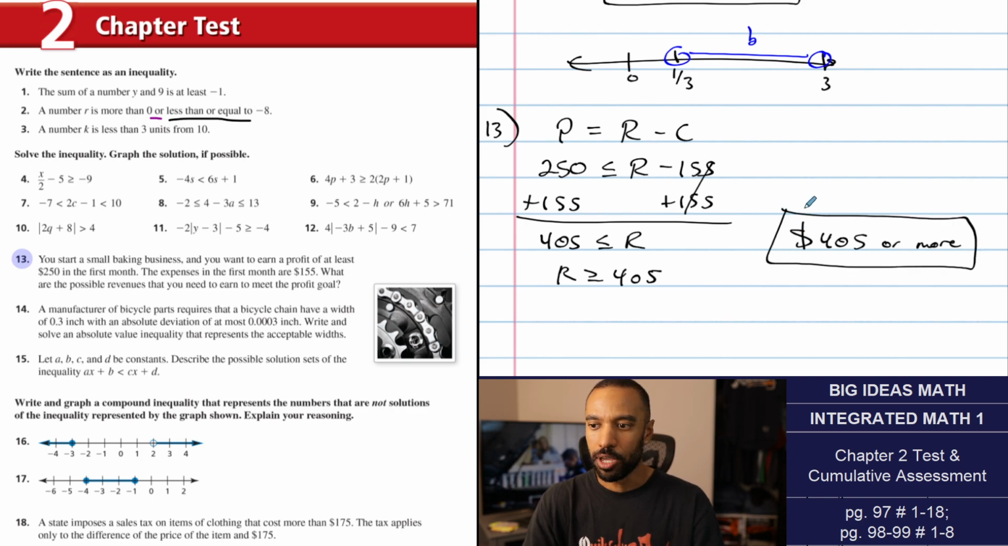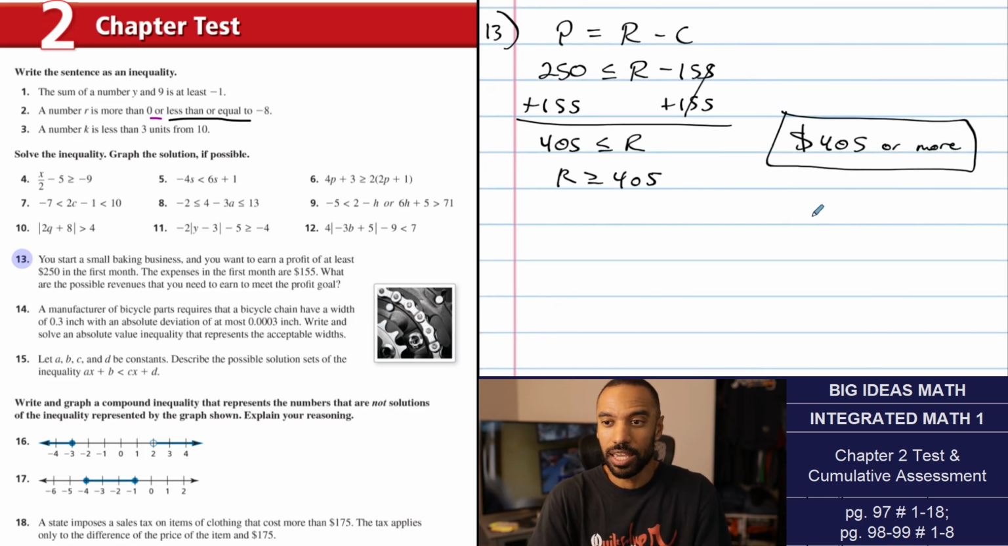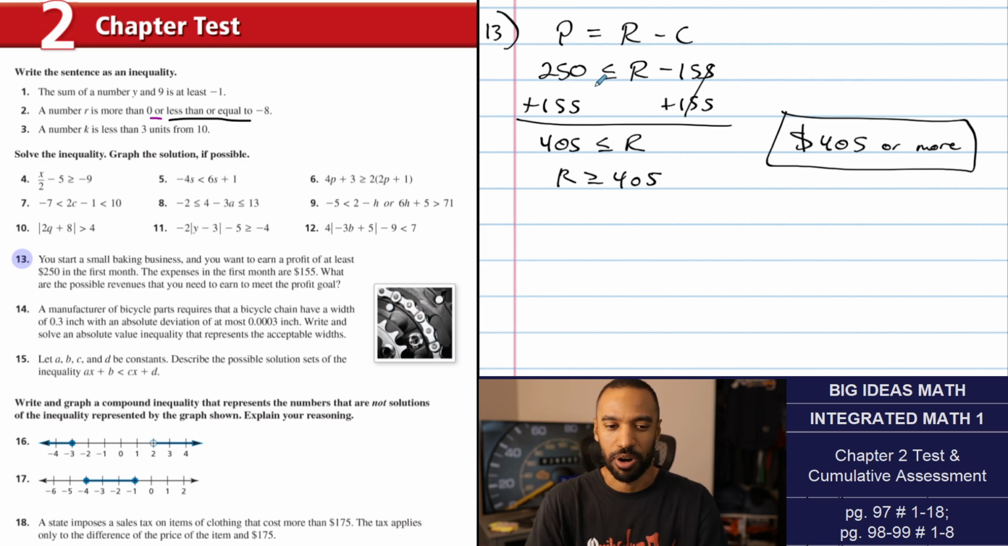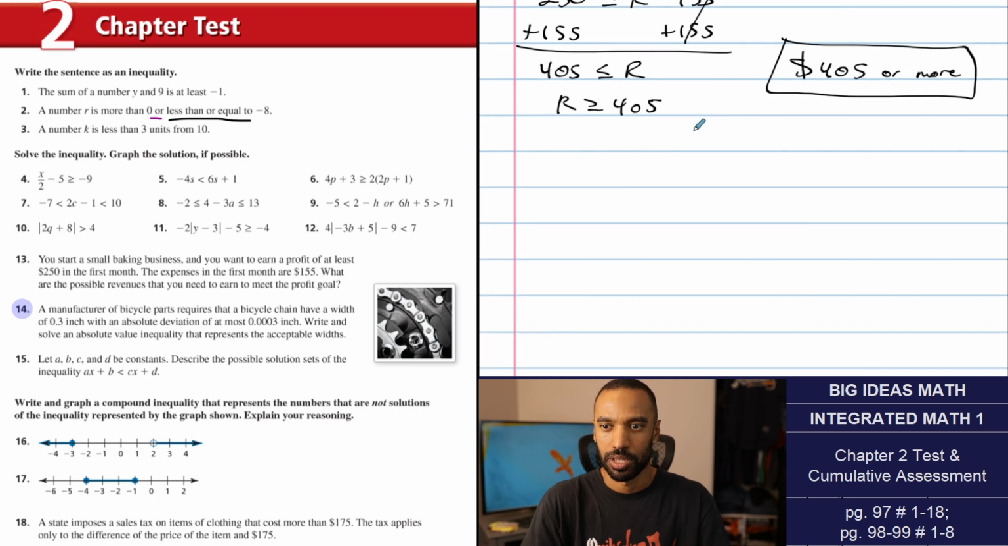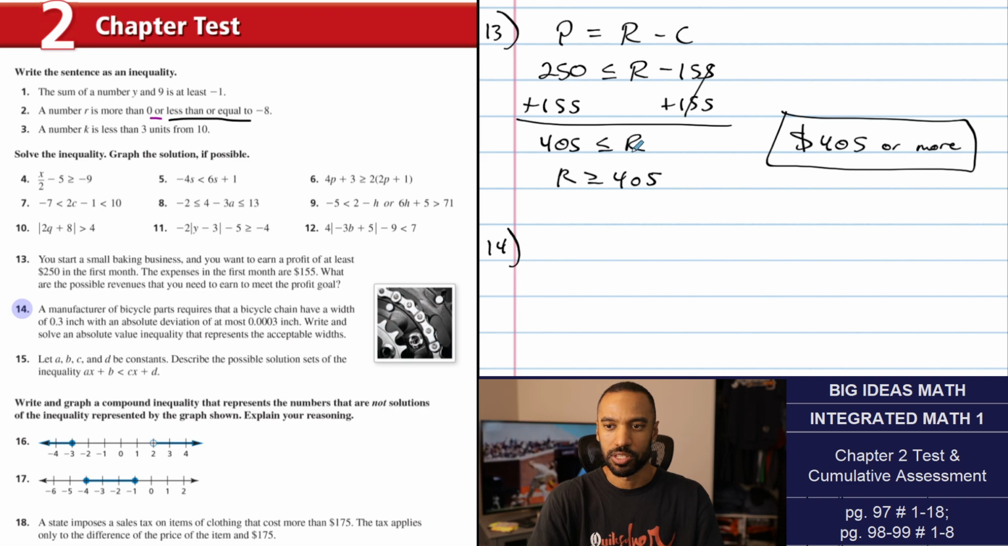That's the thing. I'm good with $900. I'll take it. That'll get me at least a $250 profit. No graphing. Number 14. A manufacturer of bicycle parts requires that a bicycle chain have a width of 0.3 inches with an absolute deviation of at most 0.0003 inches. That's high demand, high demand.